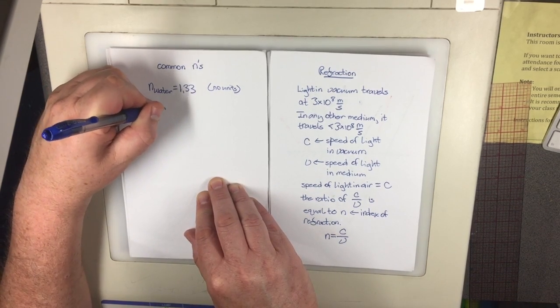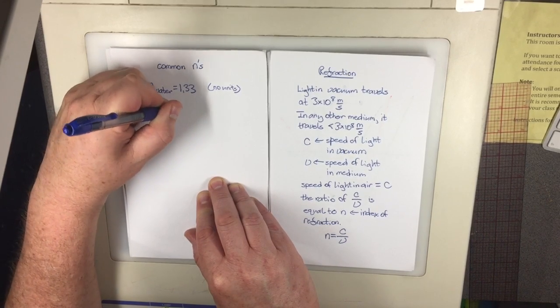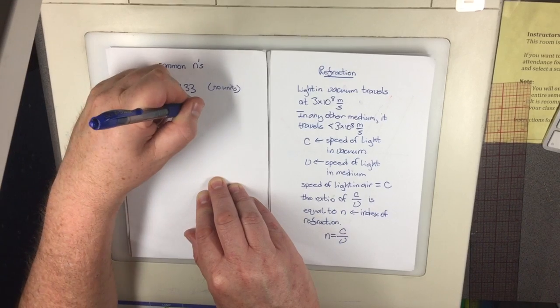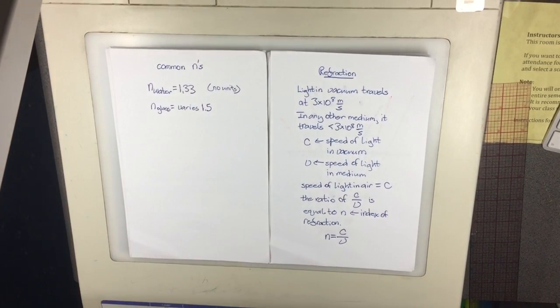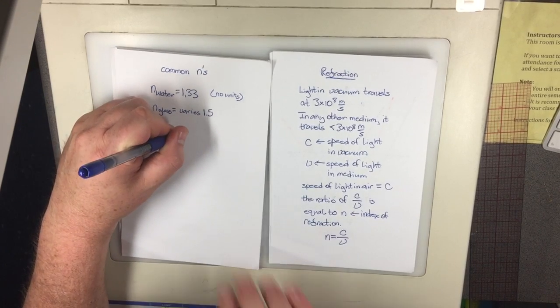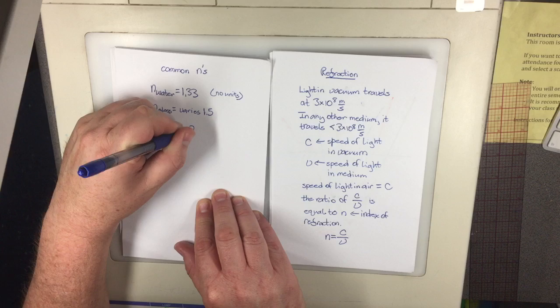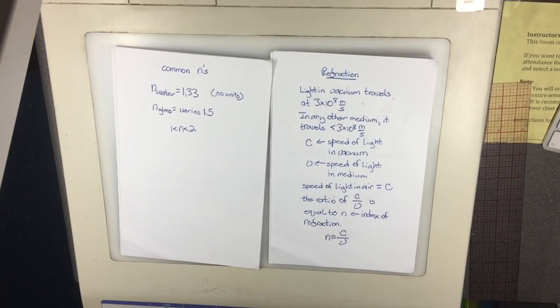N of glass varies, but typically it's 1.5. It all depends on the material. Water is 1.33. Glass is pretty much whatever I say it is, or I give it to you, or I'm looking for it. But typically the n's that we deal with are greater than 1 and less than 2. We're not going to be dealing with materials that slow the speed of light to 0.5 c. It's not going to happen.